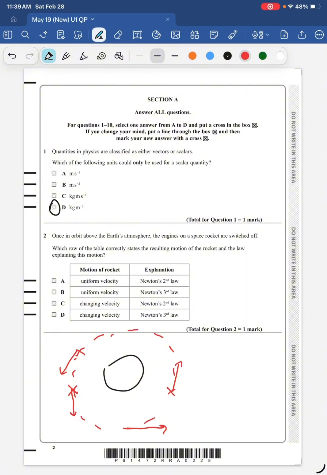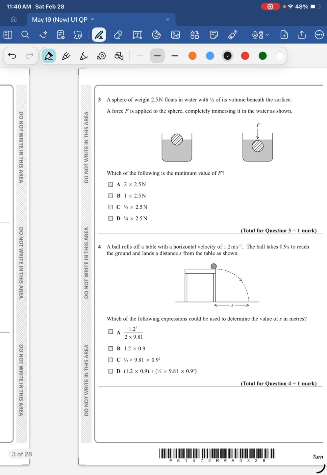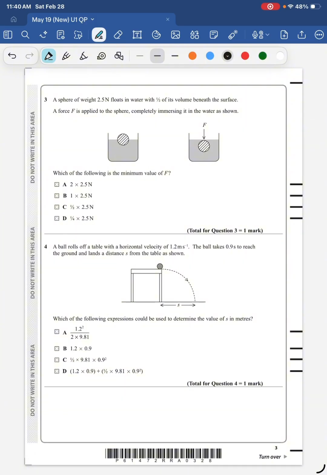So immediately eliminate options A and B. Option C says that the explanation for the changing velocity is Newton's second law, which is correct. Option D says Newton's third law, that's absurd, because Newton's third law is related to action and reaction. If a body exerts a force on another body, then the other body also exerts the same force in the opposite direction. So C is the only correct option.